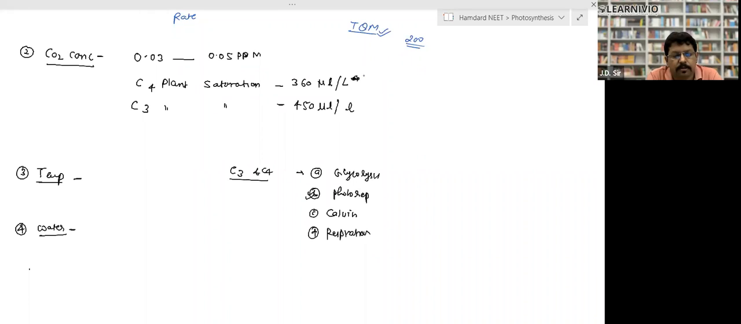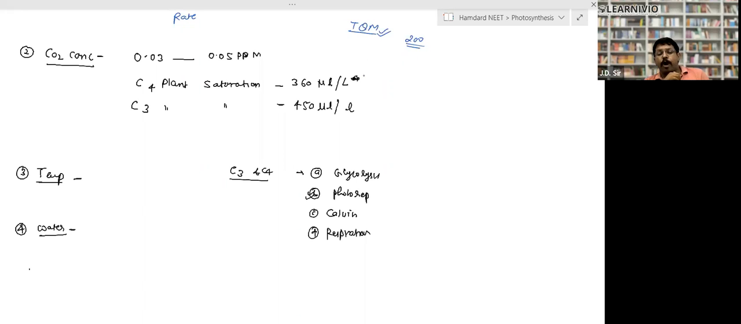If we increase the concentration of carbon dioxide, or if the concentration of carbon dioxide increases, the rate of photosynthesis increases. Full stop.